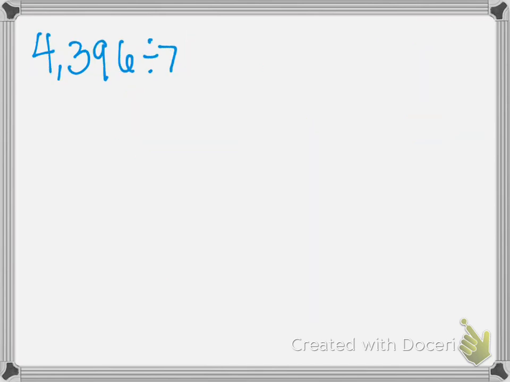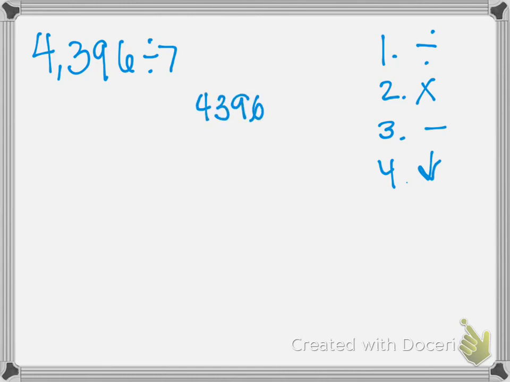At any point that you want to pause this and try one on your own, you can do that. So now we have a little bit larger of a dividend. We're going to write down our steps. We have divide, multiply, subtract, bring down. So we're going to set up our problem. Divided by 7. Now let's look at this.